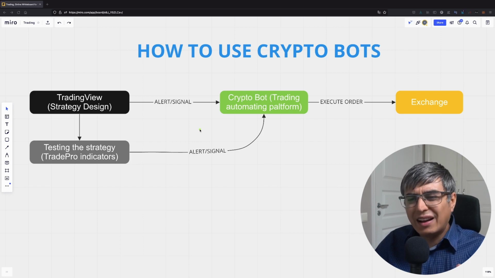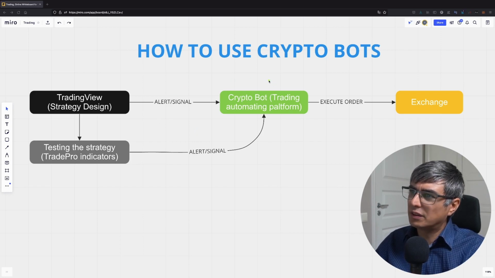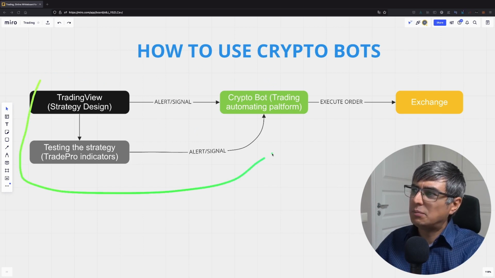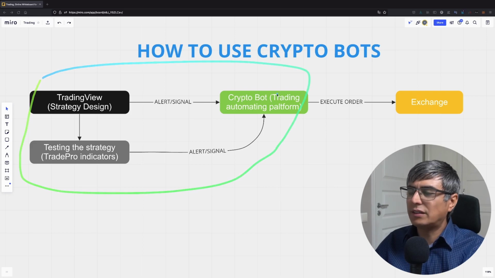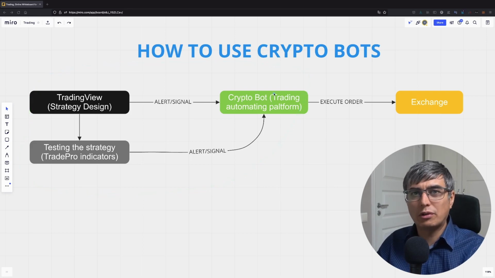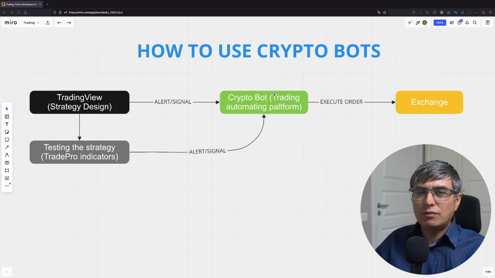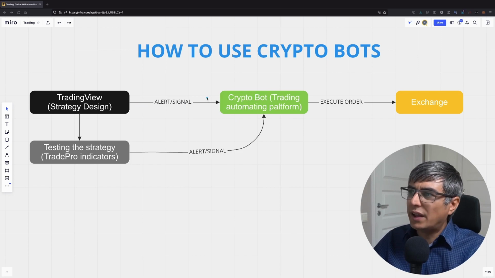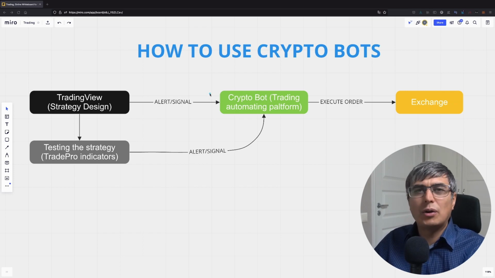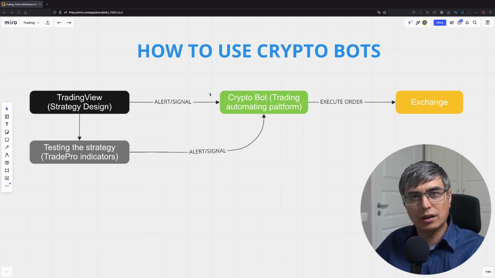Let me dive a little bit deeper on these other parts, because I talked about the exchange. The exchange is the place where you need to have your money. Your money will be all the time in the exchange. When you enable access for your crypto bot, it is very important not to allow it to withdraw your funds. Give it permissions only for trading, not for withdrawals.